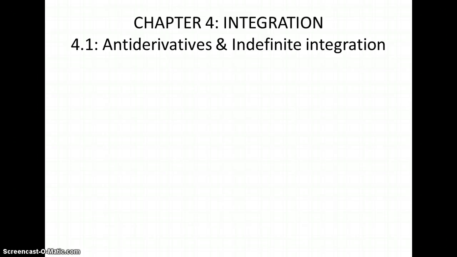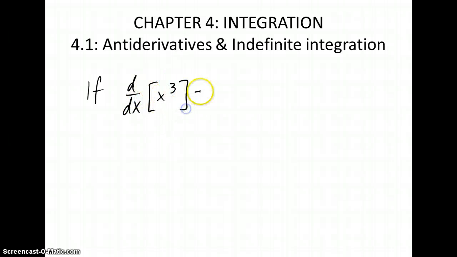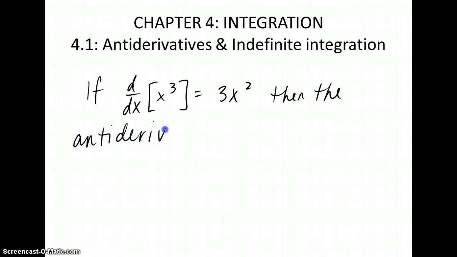Chapter 4, Integration, 4.1, Antiderivatives and Indefinite Integration. Just when you got the derivative down, we're going to turn it on its head here. If the derivative of x cubed is 3x squared, then the antiderivative of 3x squared is x cubed.